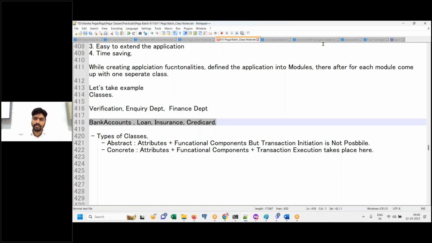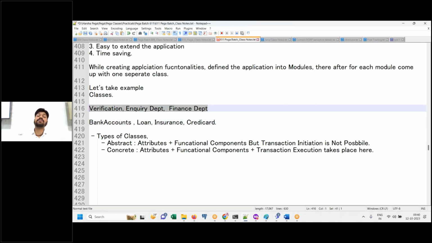Suppose background verification can be implemented in bank accounts, loans, insurance, right? Correct. It can be implemented, but don't implement it 4 times. Implement it only once, use it in 4 places. That's the concept of inheritance. Now, in this aspect, you can understand one thing. Usually, abstract classes are parent classes.